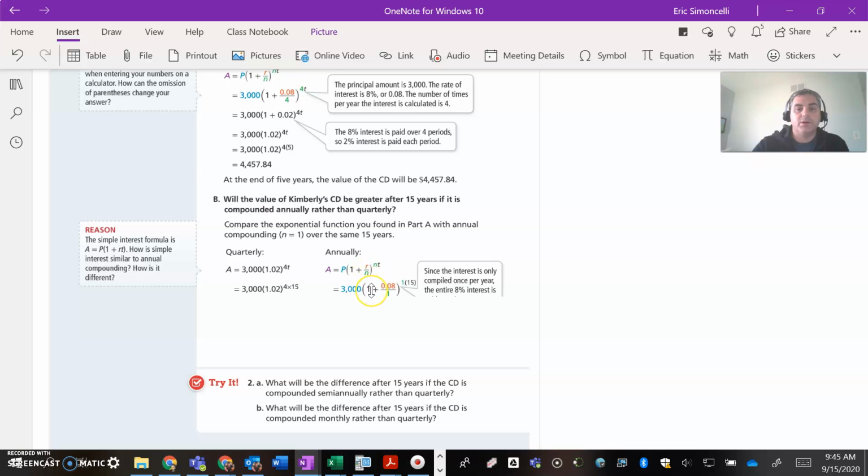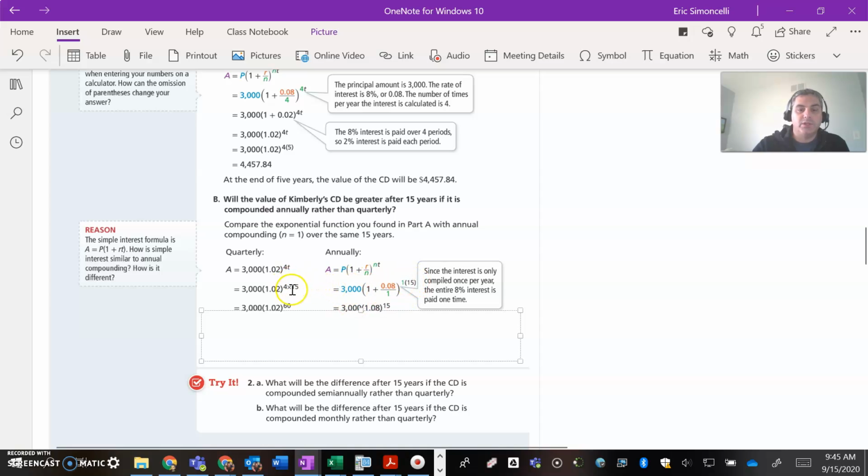We can see that, if you recall, we ended up with that setup with the values plugged in accordingly. Here, on the right side, we're only going to be plugging in 1 for n. So everything else is the same. It's still 3,000. It's still 15.